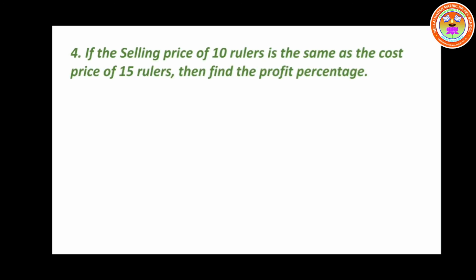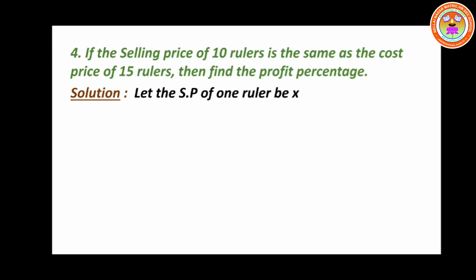Now let us move on to problem number 4. Question number 4. If the selling price of 10 rulers is the same as the cost price of 15 rulers, then find the profit percentage. What is the question they have given? The selling price of 10 rulers is equal to the cost price of 15 rulers. First of all, we don't know the selling price of 1 ruler. Now, we are going to assume, and we have to find the profit percentage. Let us move on to the solution, children.